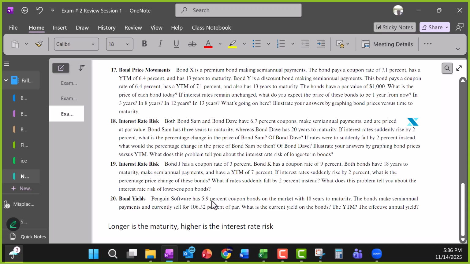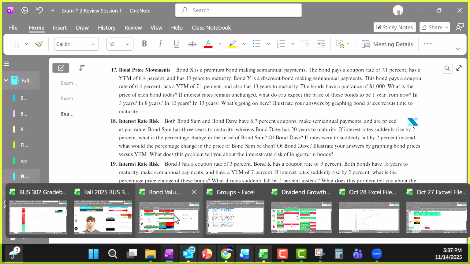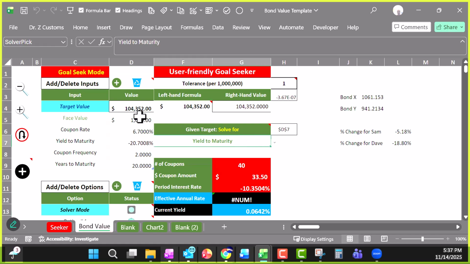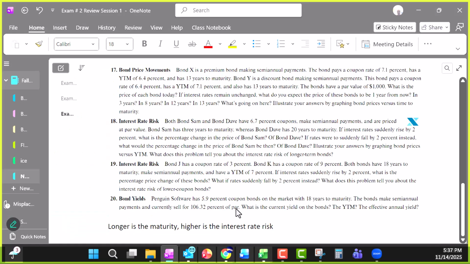This company has 5.9% coupon bonds with 18 years to maturity, semi-annual, and currently sell for 106.32. What is the current yield? What is the YTM? And so on and so forth. In this case, we don't know the yield, so I'm going to make this green light again. Yield to maturity.